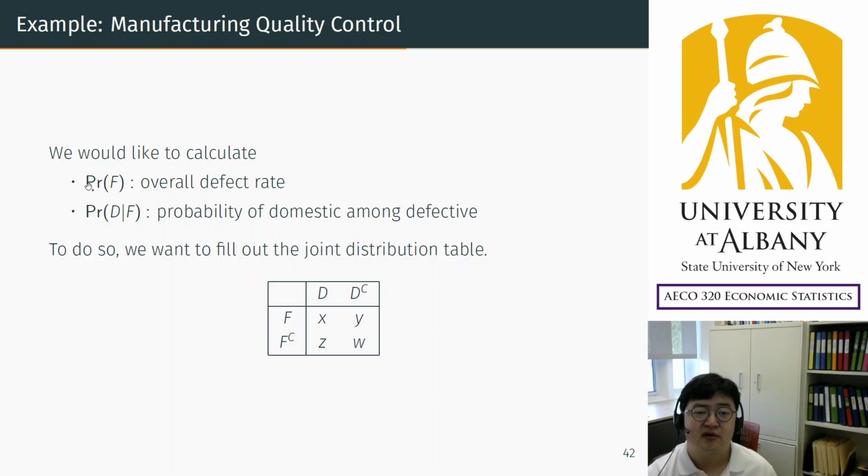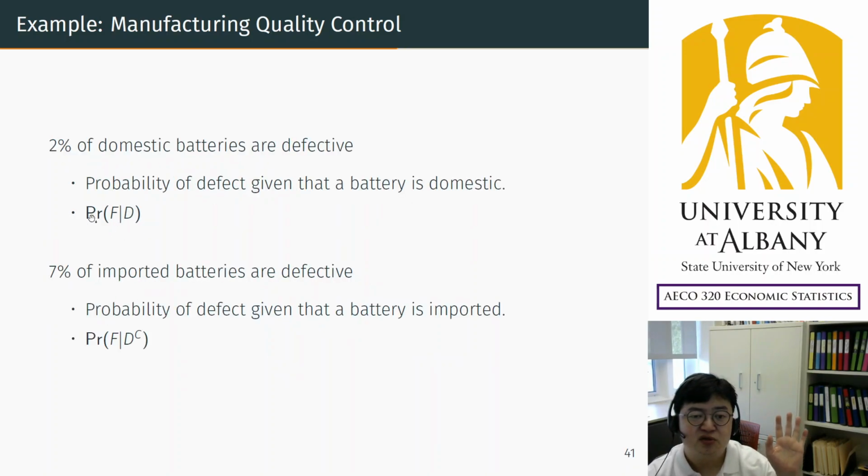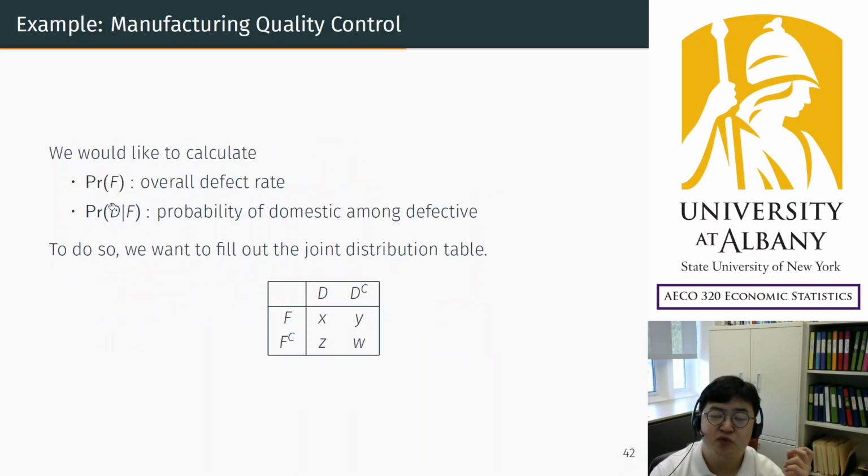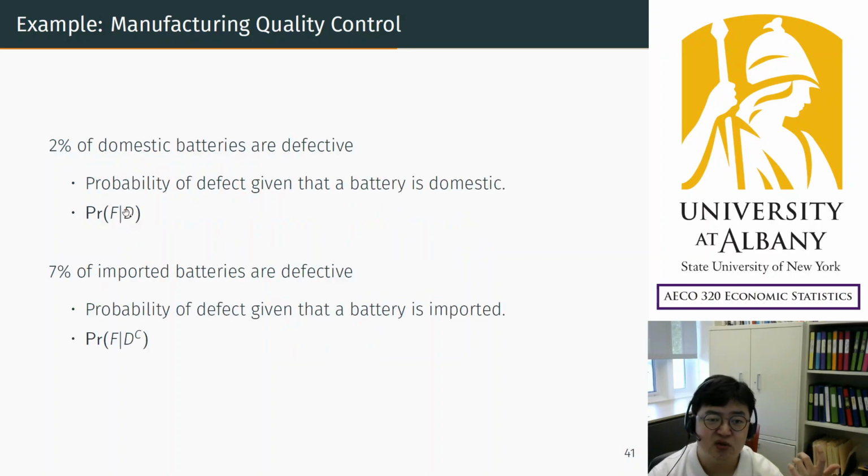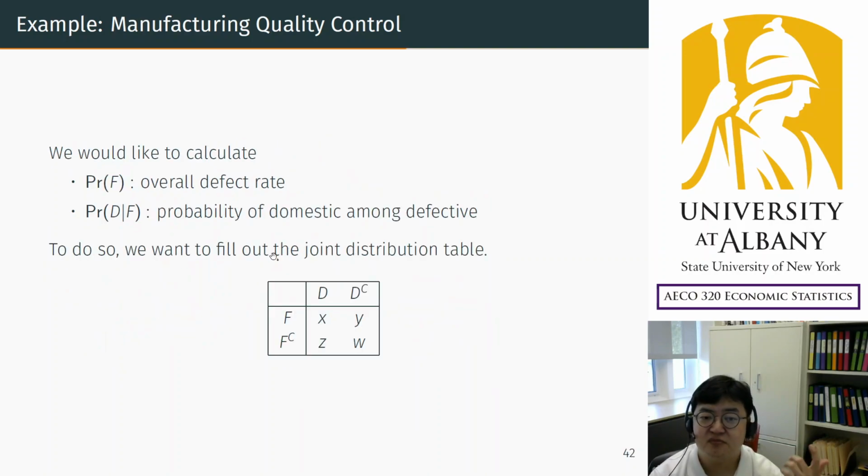That's one thing. And another interesting question is the other conditioning. We learned the probability of F given D. But what if you want to flip the events? So if you want the probability of domestic batteries given defective batteries, among defective batteries, how can we calculate this based on these two pieces of information? This is the main topic we are going to learn in this video, okay?